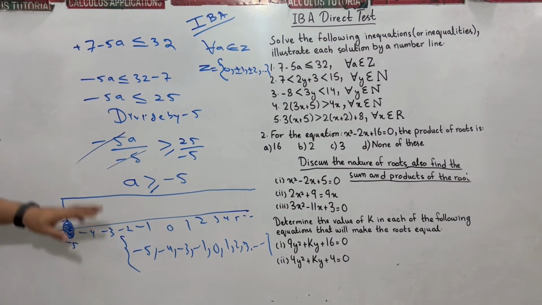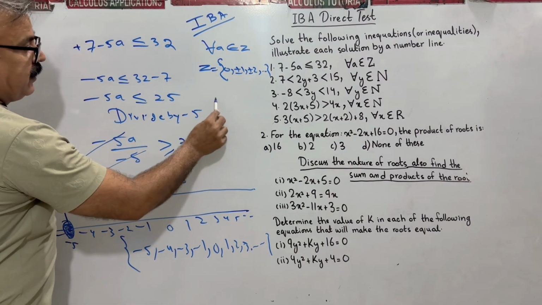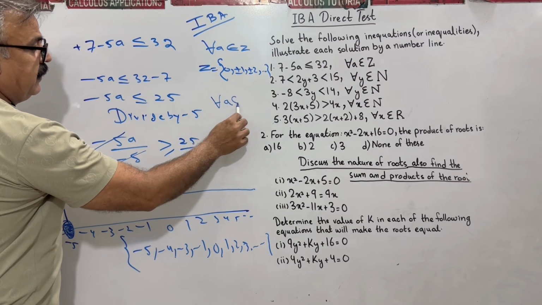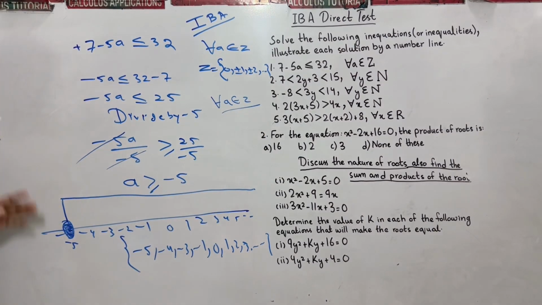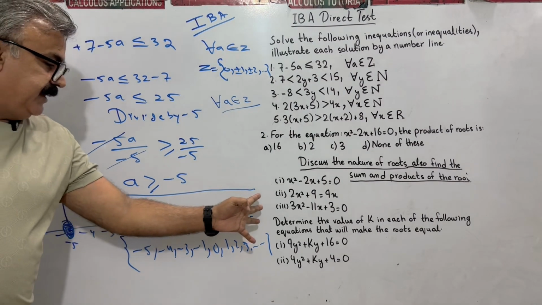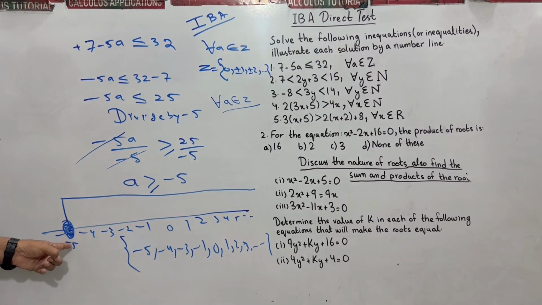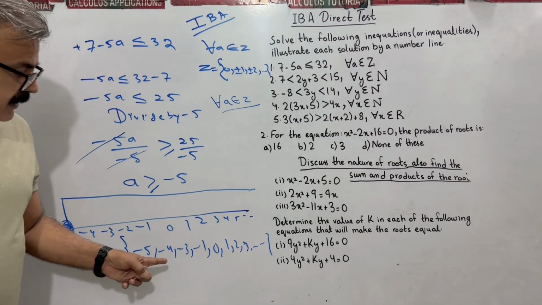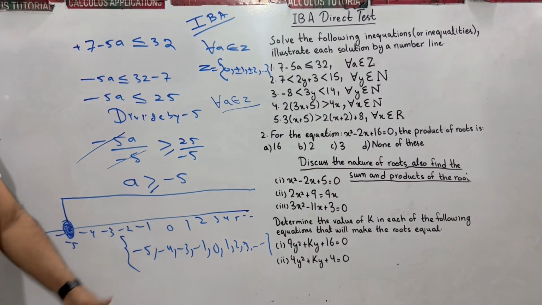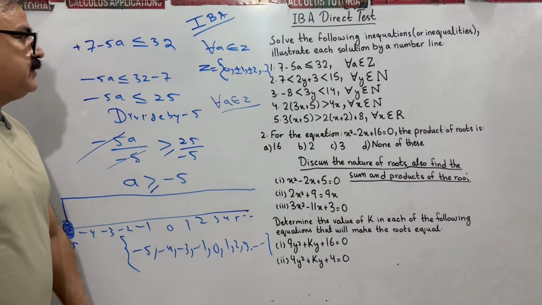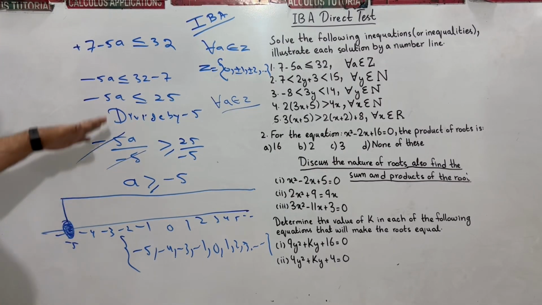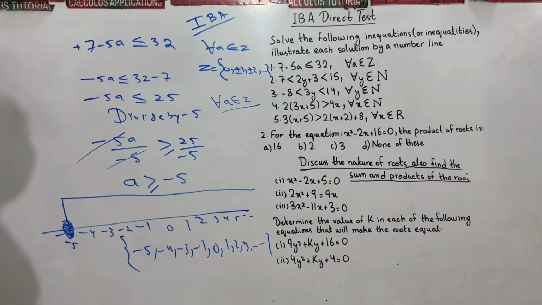All the integers, because we have been restricted to A belongs to Z. That's why I have written integers. From minus 5 onwards, they are all the solution of this inequality. I hope it answers your queries. Next question, also based on inequality. Let's see and find out.